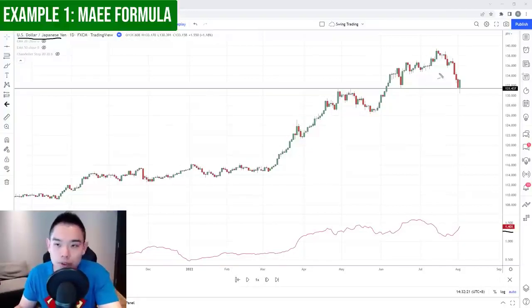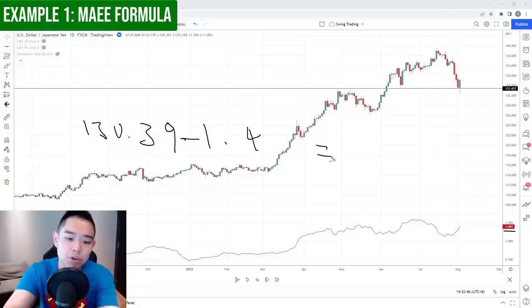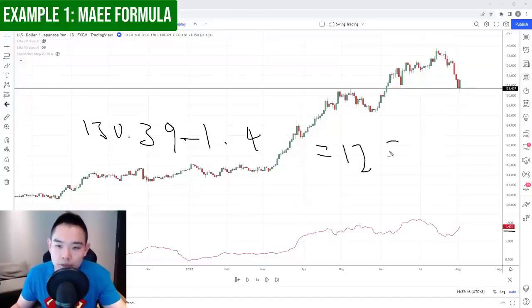So what I will do is find out the low of this candle. In this case, the low of this candle is currently about 130.39. So I'll take 130.39, and I minus 1 ATR. And you know 1 ATR, the value currently is about 1.4. So I'll just take minus 1.4, and that gives me, based on my trusty calculator, about 128.99. This tells me that my stop loss will be placed at 128.99.